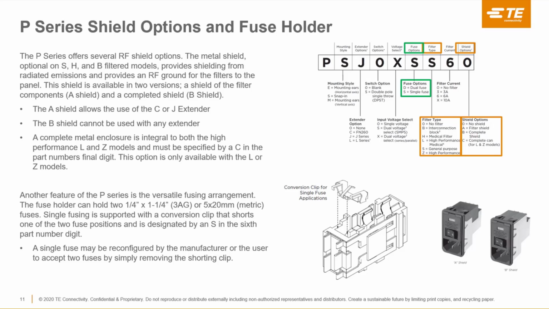So the P series shield options and fuse holder. The P series offers several RF shield options. As you can see there, the picture on the far right kind of shows the 2 different shield versions. So shield A is, I guess, what we would call a partial shield. It says filter shield, but then B has the complete shield, so it covers the entire device on the back end.